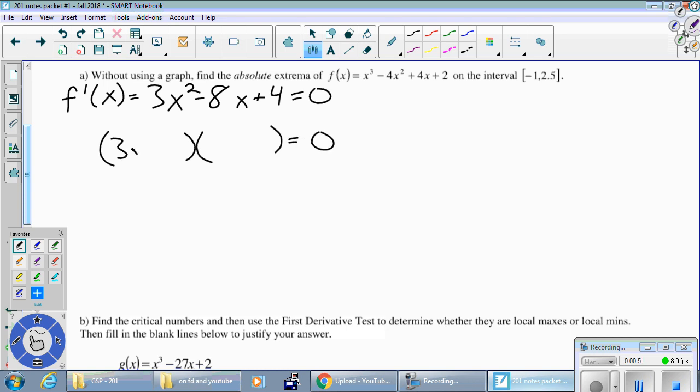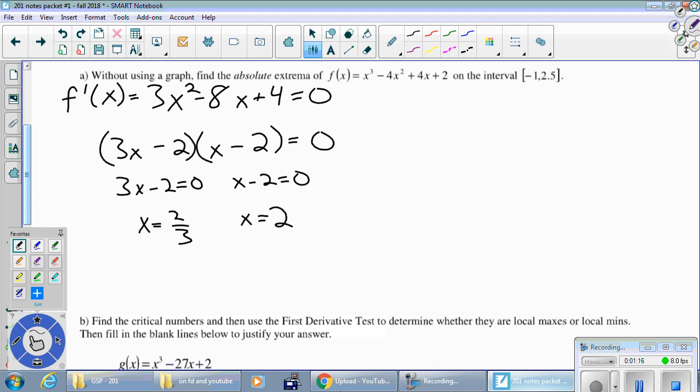I could use the quadratic formula. I'm guessing this one factors. Let's see. We're looking for a 4 and an 8. But a 2 here and a 2 here. I think that'll do it. Yeah, that looks good to me. Set each piece equal to 0. Solve for x. 2/3 here, 2 here. Those are the critical points.